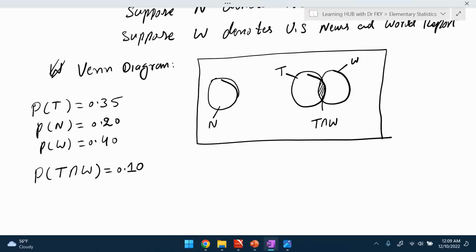This makes it really easy to understand problems of probability and statistics, because you can interpret them very easily. Newsweek has no common point, and Time magazine and US News and World Report have a common point between them, denoted by T intersection W. So this is all about the Venn diagram.